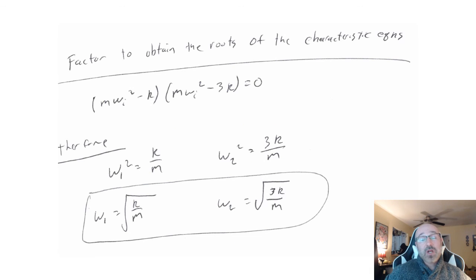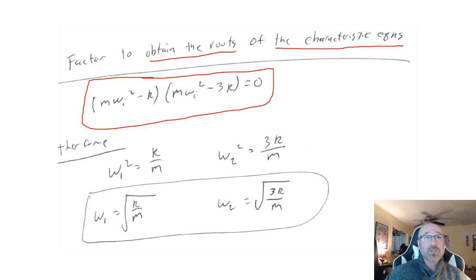The next step in our solution is to factor in order to obtain the roots of our characteristic equation. This is our characteristic equation right here that we solved for in our previous slide. So we have m omega sub I squared minus k times m omega sub I squared minus 3k is equal to 0. Therefore, if we solve this out and find the roots of this equation, we'd find an omega 1 and an omega 2 squared. Our first root, omega 1 squared, is equal to k over m. Our second root, omega 2 squared, is equal to 3k over m.